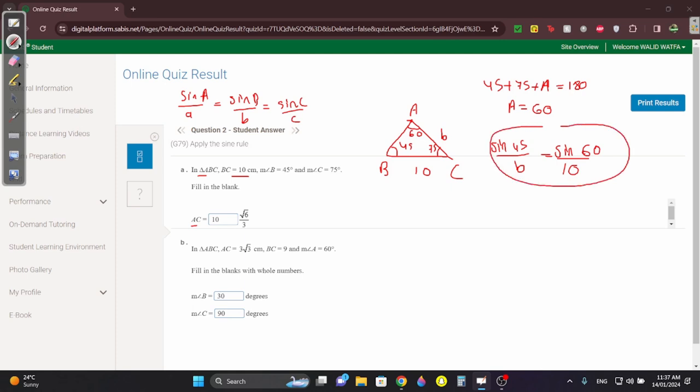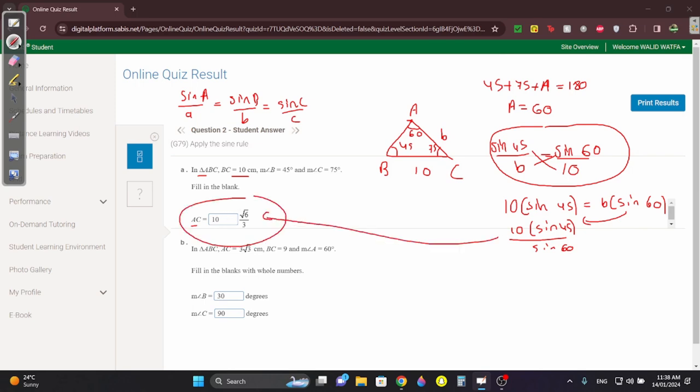This is what you get. And then after that, you cross multiply. You get 10 sine 45 equals B sine 60. So you take sine 60 to the other side, it will be 10 sine 45 divided by sine 60, and you're going to get 10 radical 6 over 3. That's how you do it. Just make sure you understand how to use the sine rule. Always find all three angles first.